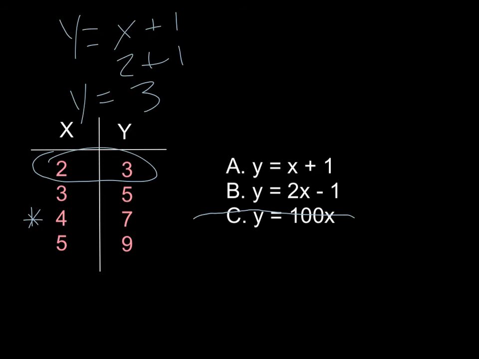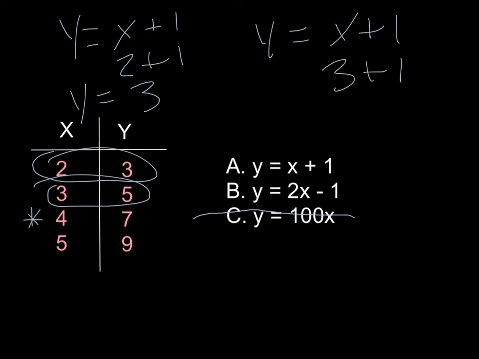Well, if I go down to this one and I plug it in, I have y equals x plus 1. And plug in 3 as my x, I have 3 plus 1. And what does 3 plus 1 equal? 4. So y equals 4. Now, is that what's shown as the y value when x equals 3? No, it's not. So I know that A is not my answer.